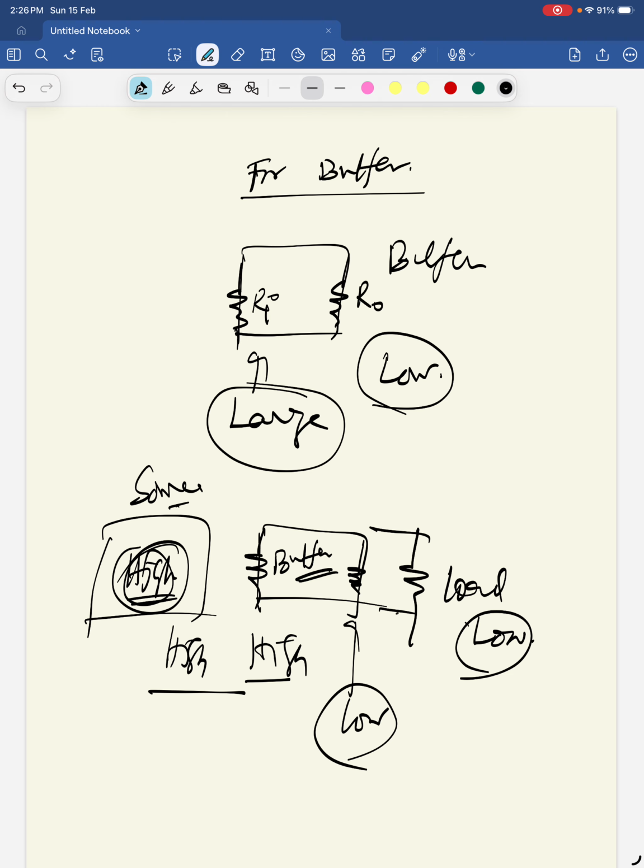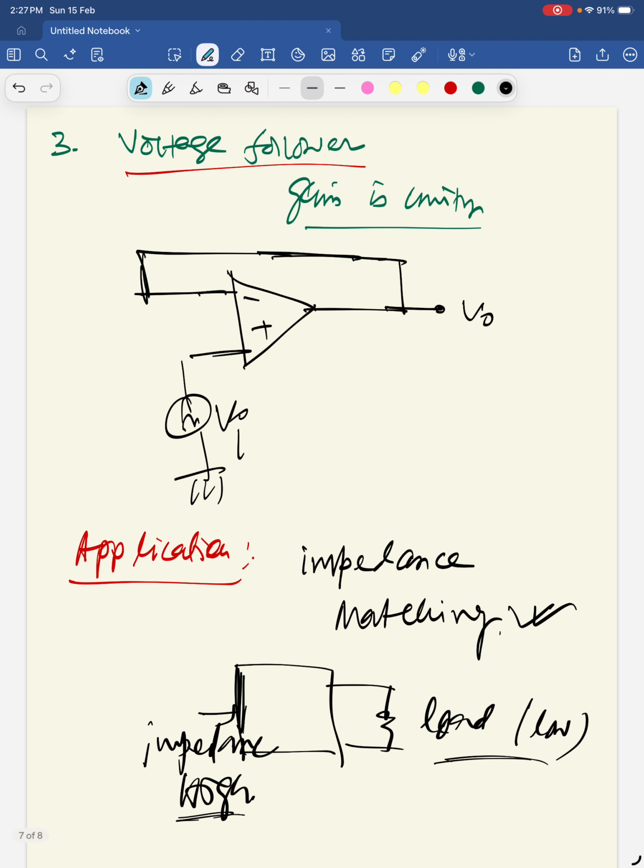But if we use this load RL and this source with this buffer circuit in between, then this impedance match is fulfilled. There is no mismatch of impedance because high resistance is connected with high, low with low. So that means impedance is fully matched. So that's why I wrote here, impedance matching is the most important application for this voltage follower circuit. So this is all about our voltage follower.